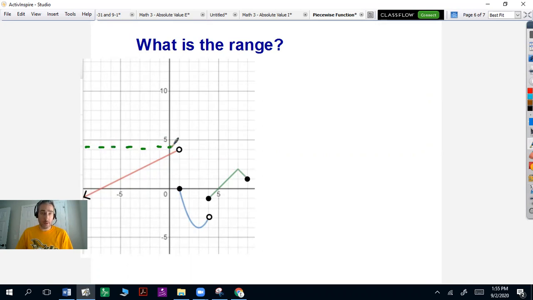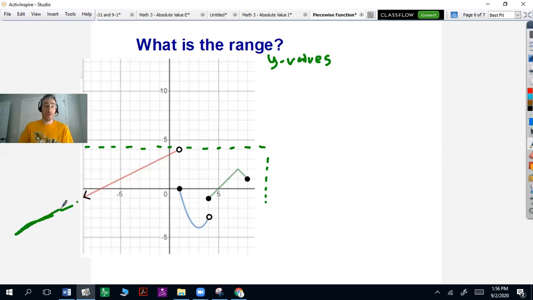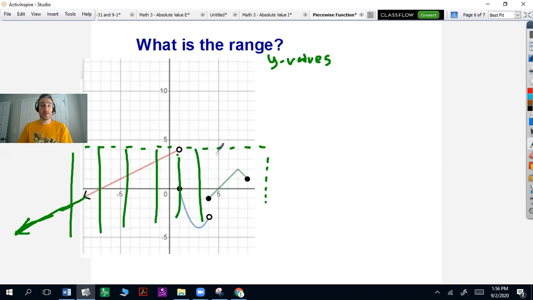But on this graph, it appears that every y value below this line, remember range is y values, can be included. Now, even though this graph does bottom out at some number, and this graph only is limited to these y values, because of that arrow, that will point downward forever and it'll keep going. So every y value below that line would be considered part of your range.